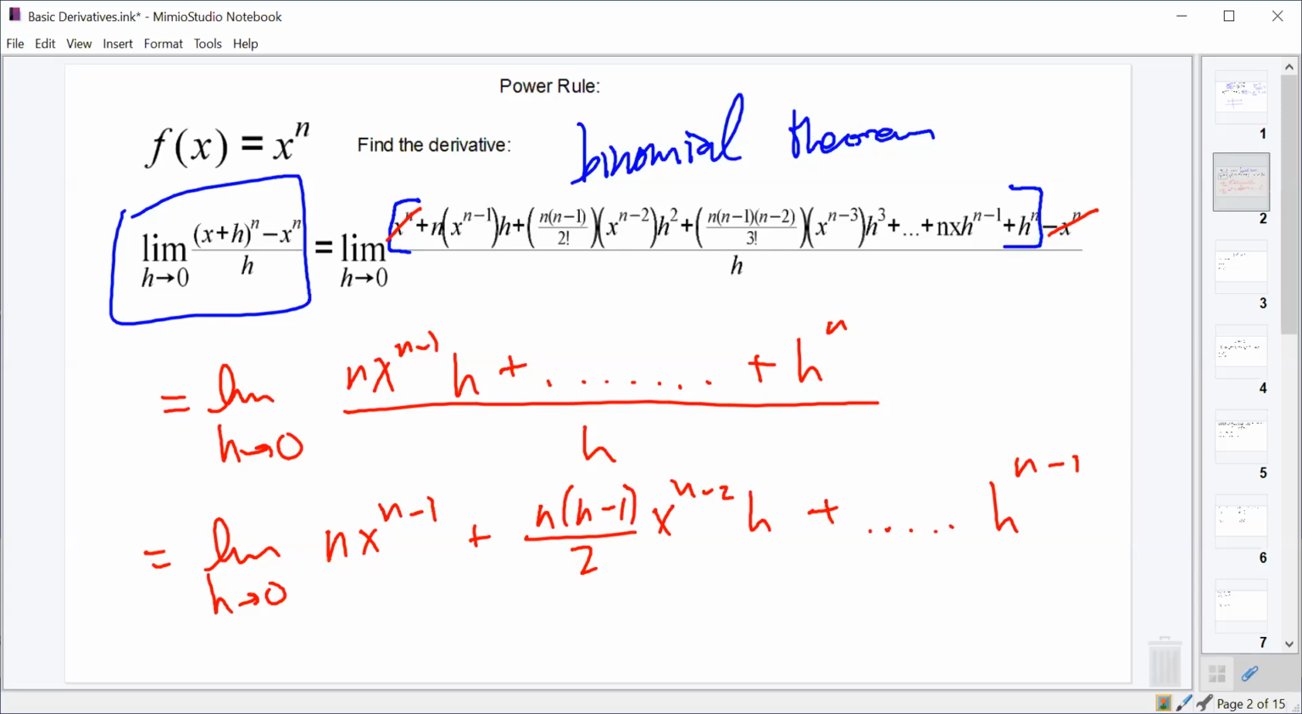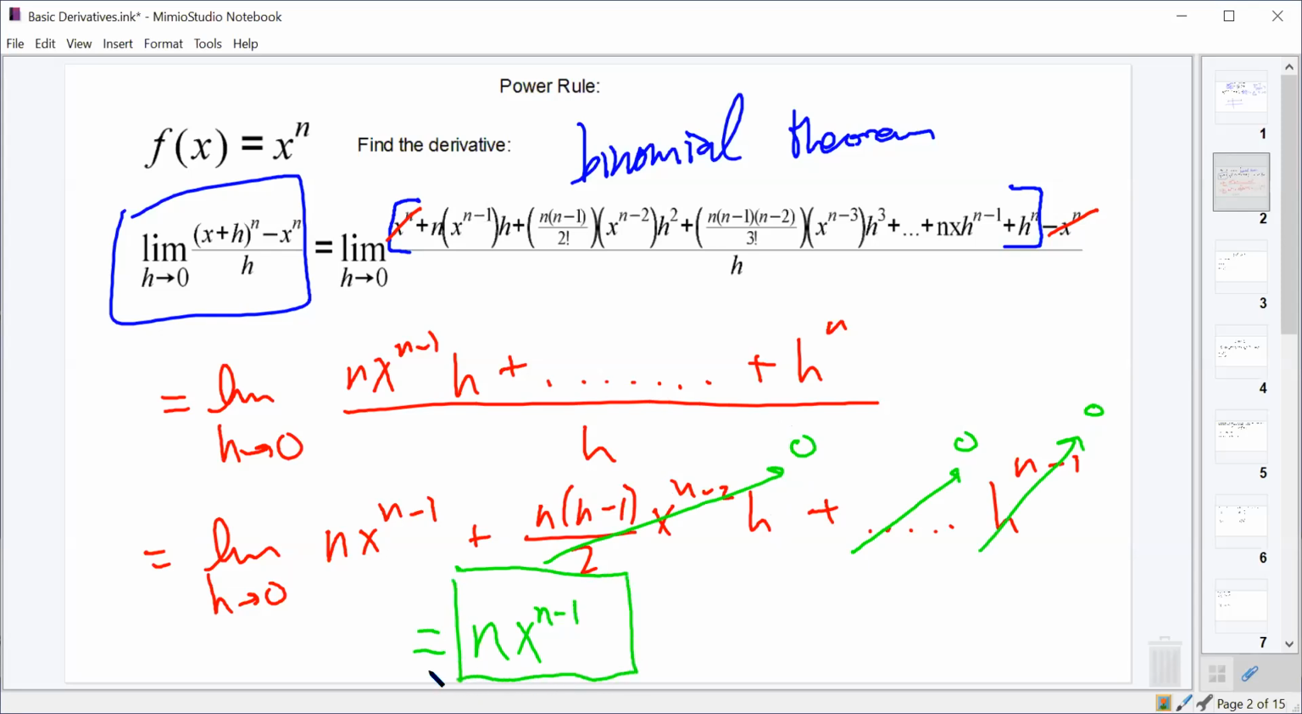It should stay as n times x to the n minus 1, right? And what about a big term here that's multiplied by h? As h goes to 0, this should be 0. And all of these should be 0. And this last one should be 0. And so all we end up with is just this n times x to the n minus 1. And that is the power rule.